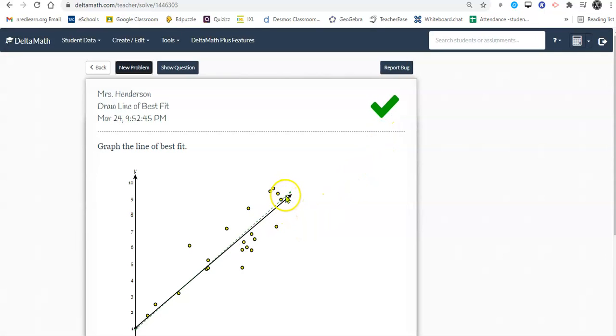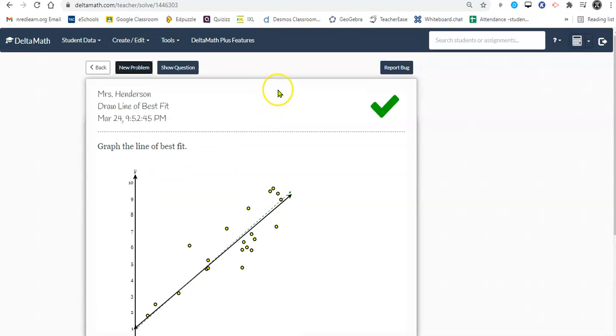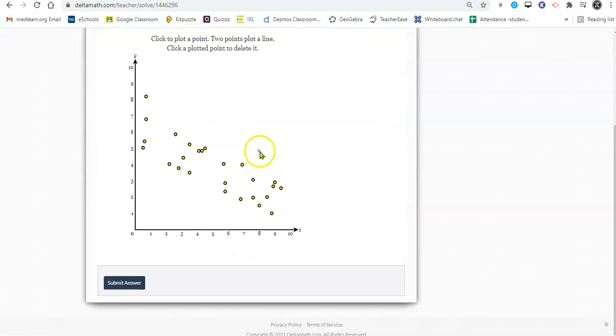Ooh. So the green dotted line, that's what I drew. I drew the green dotted line. And their answer is the black line. See, your line is shown in green. I was pretty spot on. That was pretty good. All right, let's try this one again.